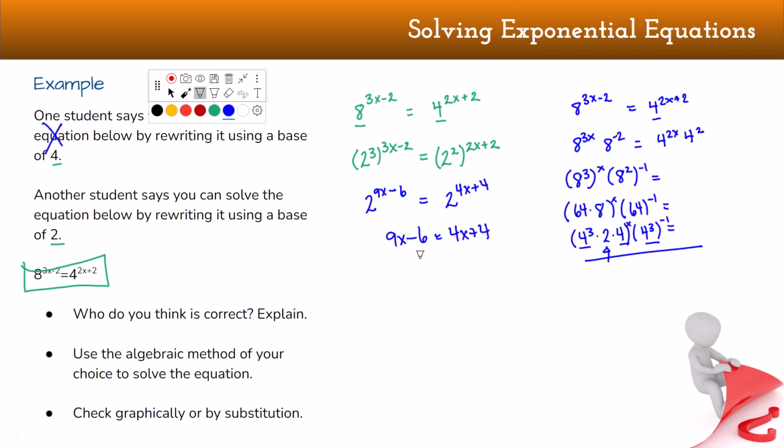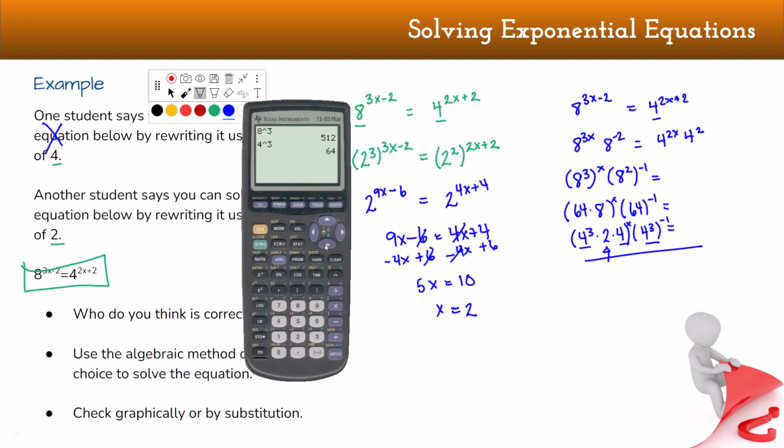We're going to add 6 to both sides, and we're going to subtract 4x from both sides. So this gives me 5x on this side, and that gives me 10 on this side, which means my x equals 2.